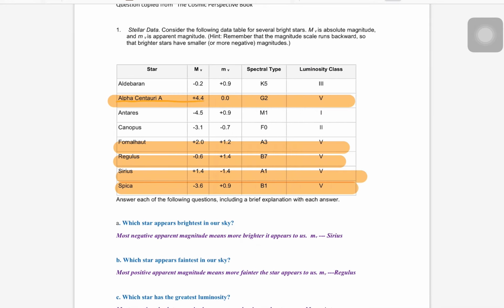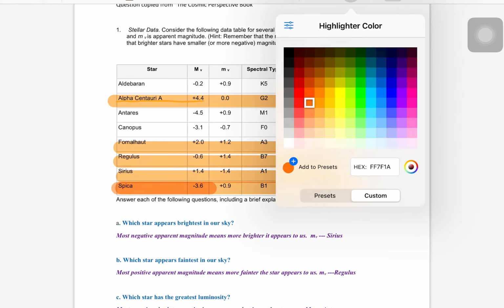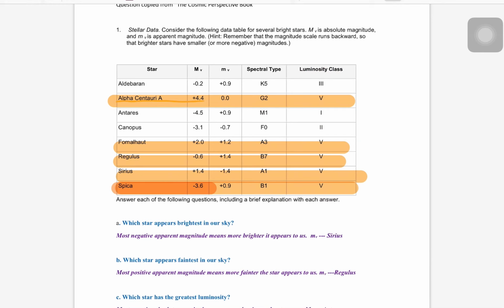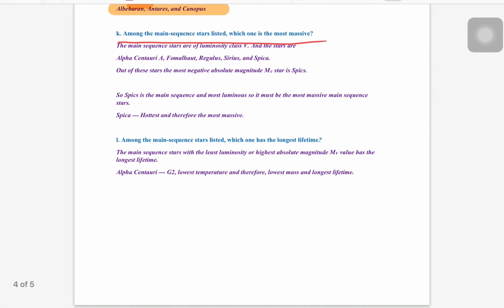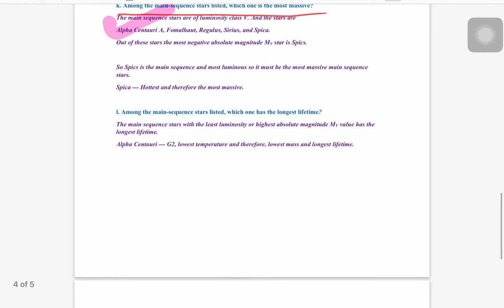So look at the smallest negative number here, Spica. Let me choose a different color for this one. Spica has the most negative number. That means it has the most luminosity, so it has more mass compared to the others. Okay, so we got the answer for this one too. All the explanations are written there too. So pause the video and you should be able to see all the explanation.